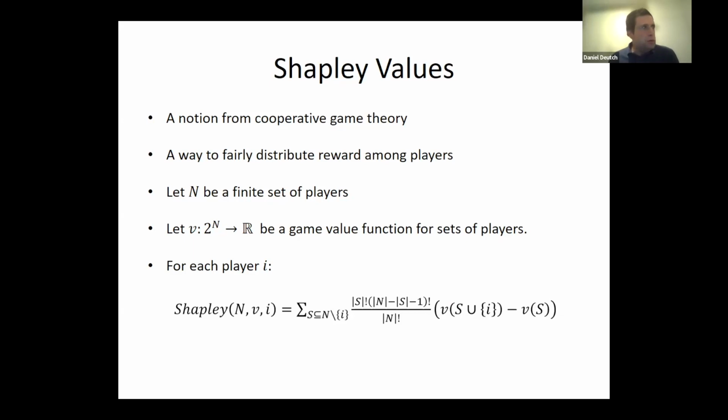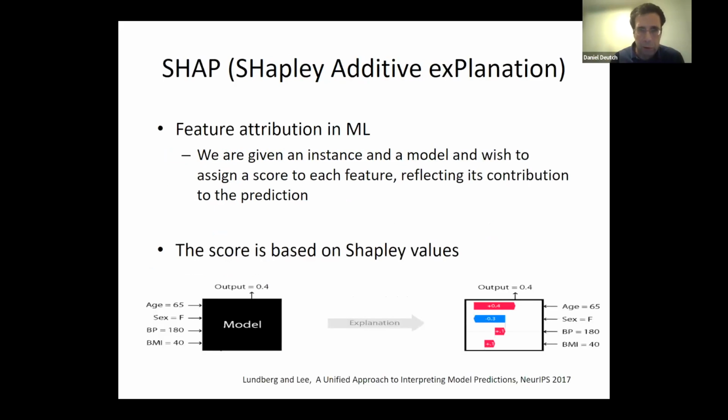So the leading approach nowadays in explainable AI in the context of feature attribution uses a notion called Shapley values, which is a notion from cooperative game theory back in the 50s by Lloyd Shapley. And there it was defined as a way to fairly distribute reward among players. So if we have a finite set of players, and we have a game value function for sets of players, essentially any function that assigns a number to a given subset, we define the Shapley value of a player essentially as its marginal contribution to subsets, which is multiplied by some coefficient, which is justified by the satisfaction of some axioms that I will talk about in a minute. So that's a function that assigns values to players in a game.